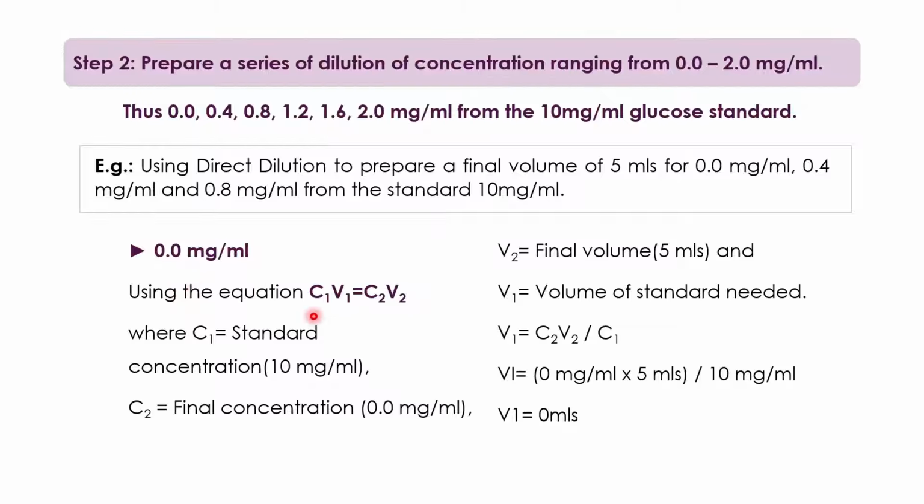We are going to use the equation C1V1 equals C2V2, where C1 is the standard concentration, which is the 10 milligrams per ml. Our C2 is the final concentration here, which is the 0.0 milligrams per ml. V2 is the final volume, and it's going to run through from the example given. And V1 is the volume of standard needed. So making V1 the subject, we have V1 equals C2V2 all divided by C1. If you substitute these values into this equation, you get V1 to be equal to 0 mls.